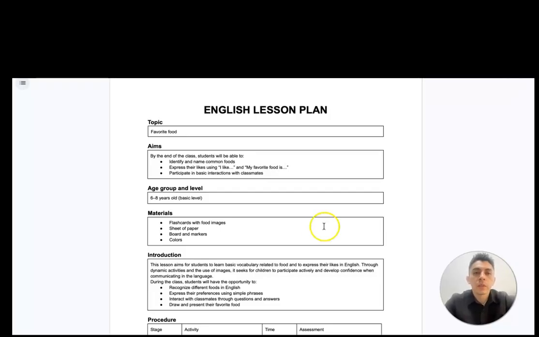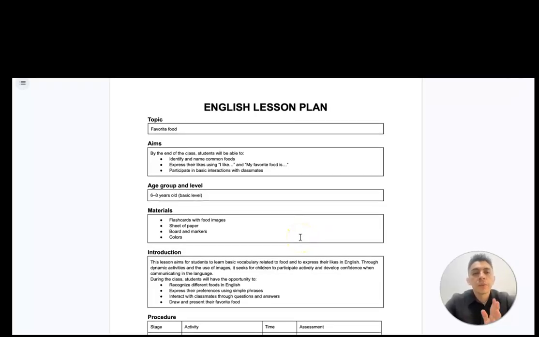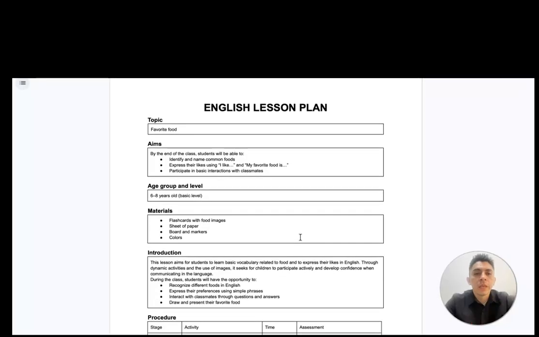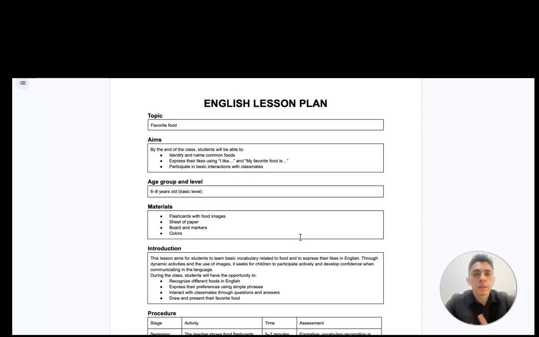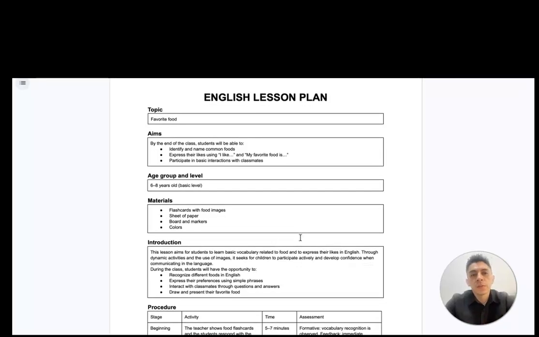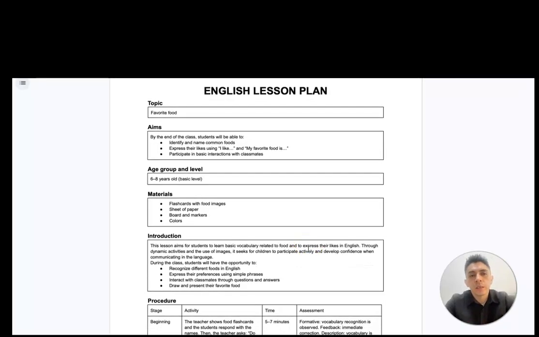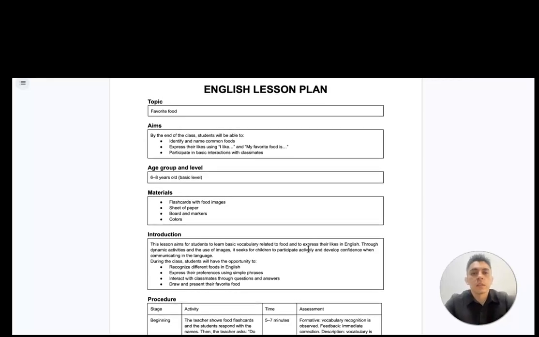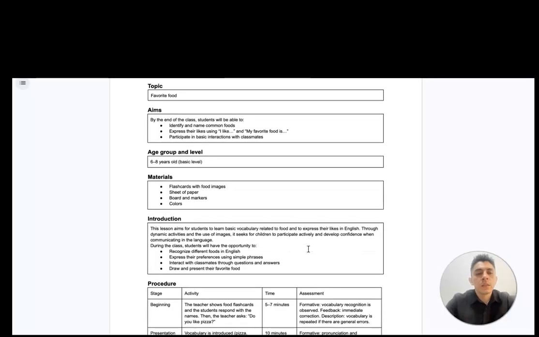I will present an evaluation plan for an English class aimed at children between 6 to 8 years old. The topic of this class is my favorite food, and the main idea is that the children can recognize food in English and express their likes using simple phrases such as "I like" and "My favorite food is."